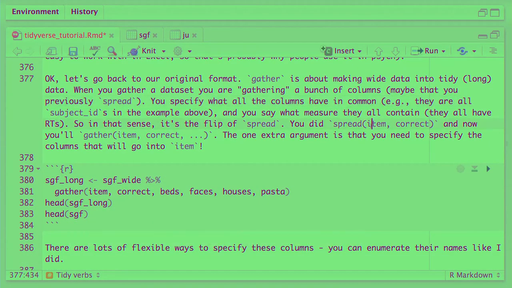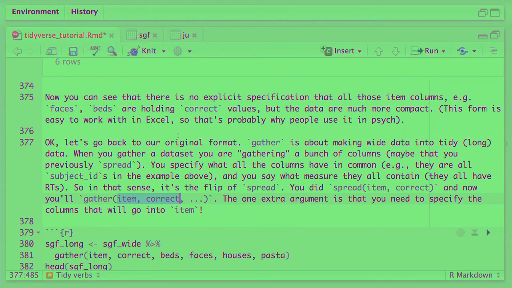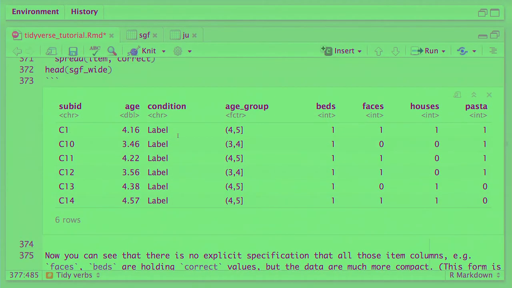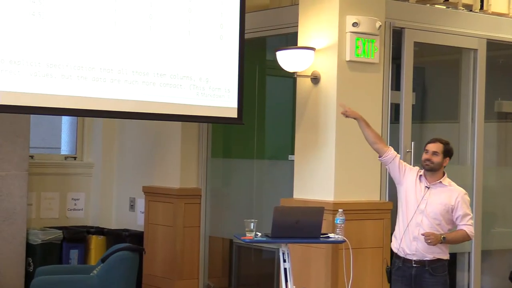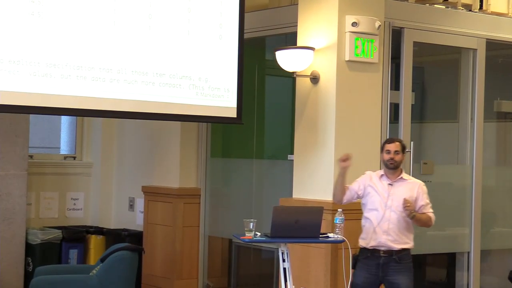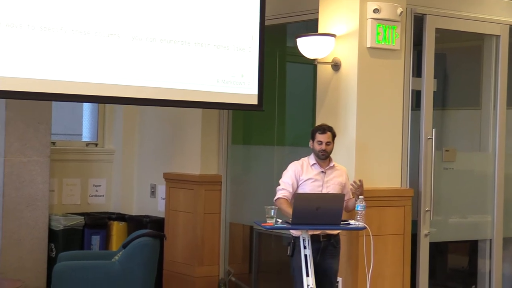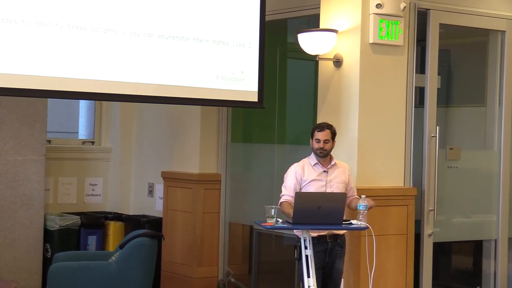So you spread item into correct, and now you gather item and correct. So this is kind of counterintuitive. When you say gather, you're making up two names for variables that don't exist in your wide data set, right? Nowhere in your wide data set does it say that the column labels are all items and that the values in the columns are all correct, but that's what you have to tell gather. You have to give it information that you want a column called item and you want a column called correct that corresponds to the things in each item. So you have to make up two new names, and you could call those Bob and Joe. I'm just calling them item and correct because I spread them from those columns.